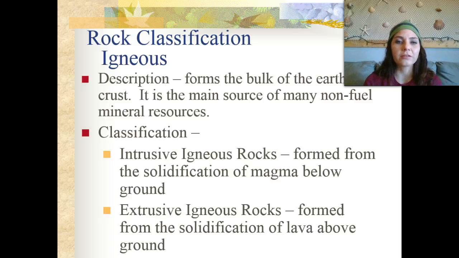So for igneous rocks, the description is they form the bulk of the Earth's crust. It's the main source of many non-fuel mineral resources. We have different classes of igneous rocks. We have intrusive and extrusive. So make sure you guys write these down. Intrusive igneous rocks are formed from the solidification of magma below the ground. And then we have extrusive igneous rocks, which are formed from the solidification of lava above the ground.